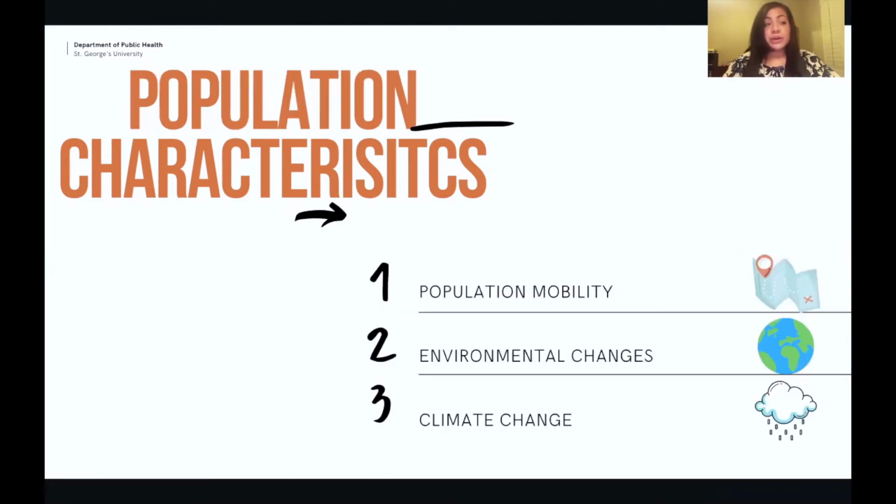So population characteristics that contribute to the prevalence of Leishmania. Population mobility is a big one. Epidemics of both cutaneous and visceral Leishmaniasis are often associated with migration and movement of non-immune people into areas with existing transmission cycles. Environmental changes also play a role. The incidence of leishmaniasis can be affected by changes in urbanization and the human insertion into forested areas.